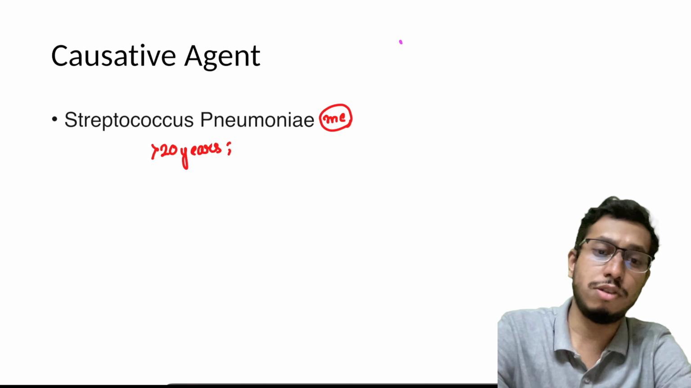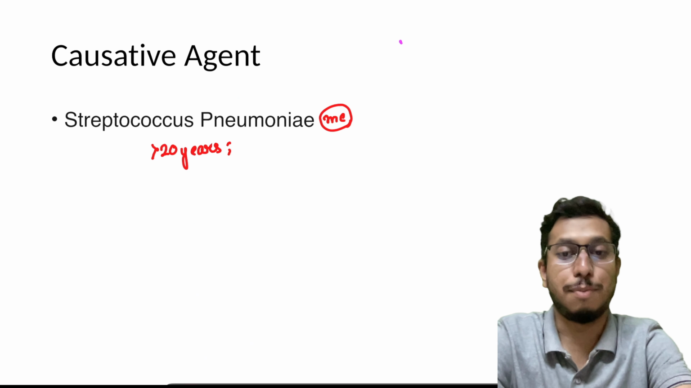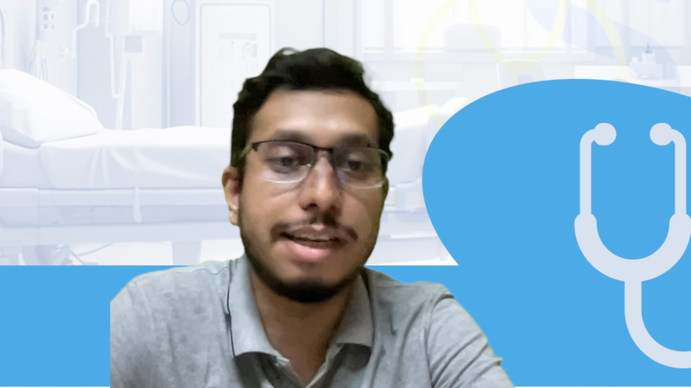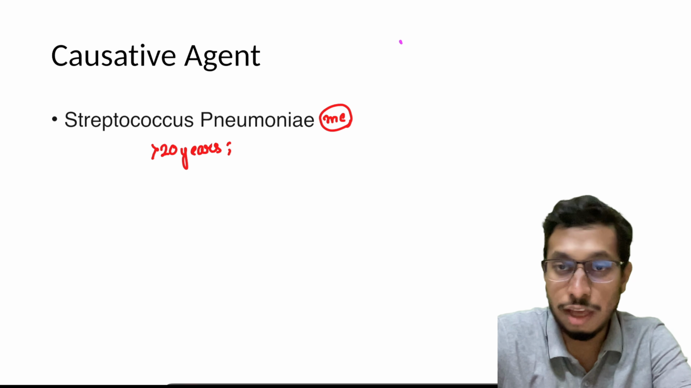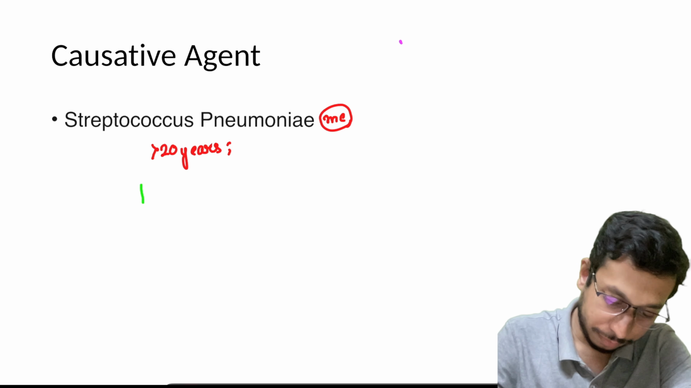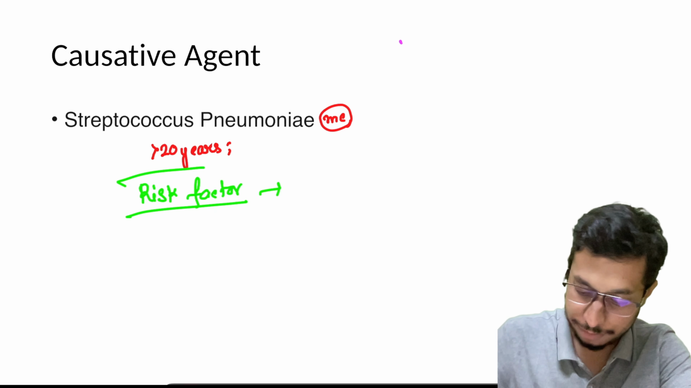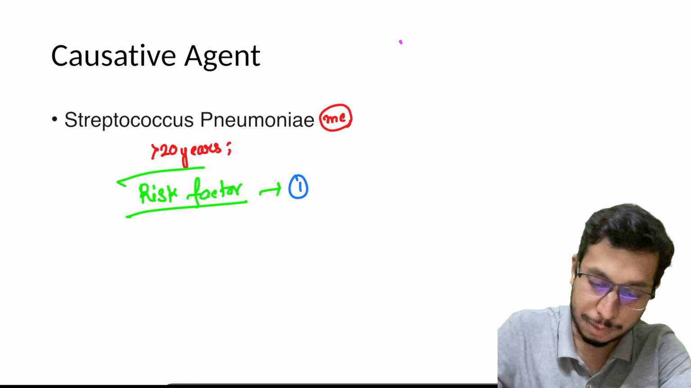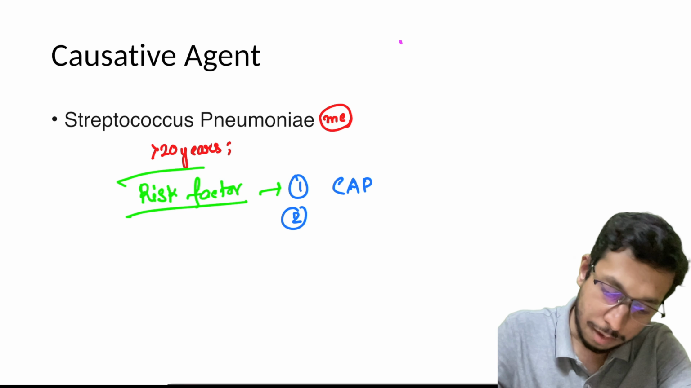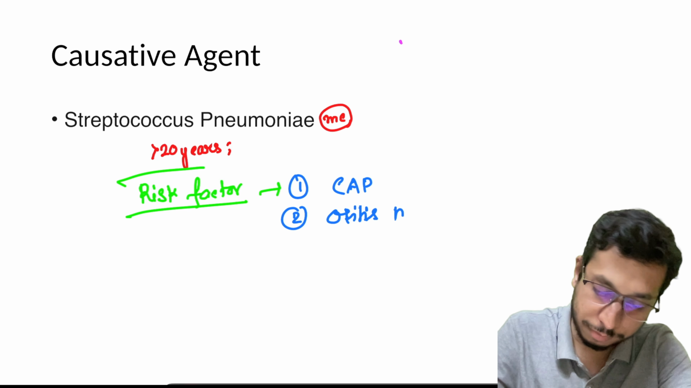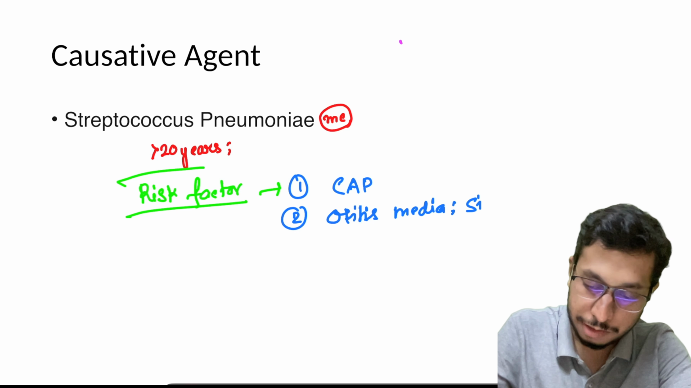Risk factor includes pneumococcus infection in any other place of the body. So it can be pneumococcal pneumonia, sinusitis, otitis media, or a patient with alcoholic history or prolonged diabetes. They are the persons at risk who can catch this pneumococcal meningitis. Okay, so what are the risk factors? Number 1, Streptococcus pneumoniae related community acquired pneumonia. Number 2, otitis media or sinusitis.